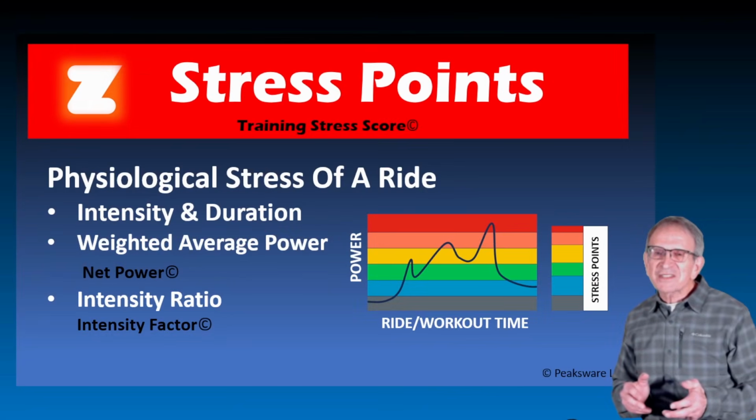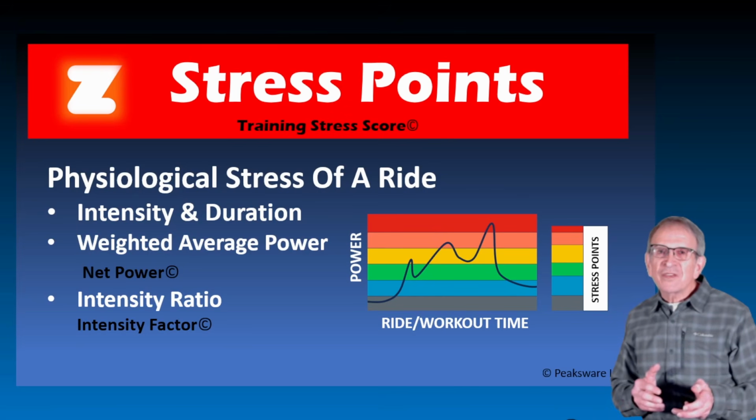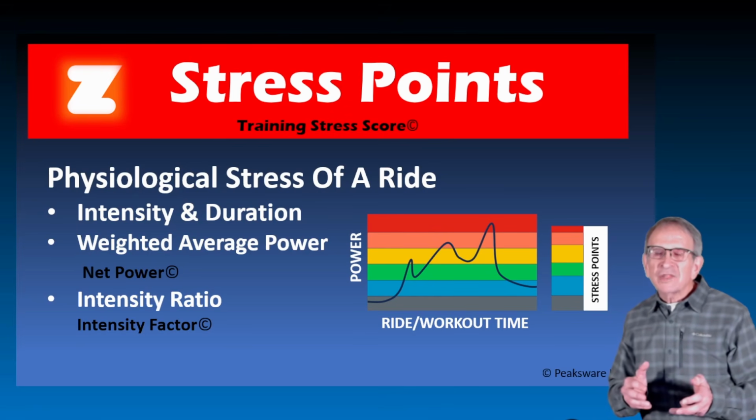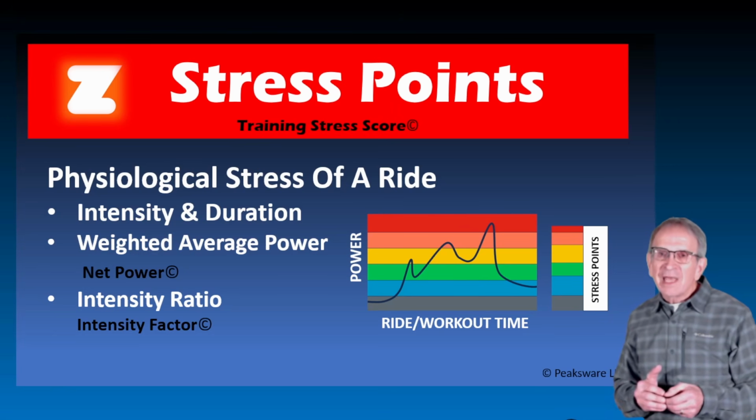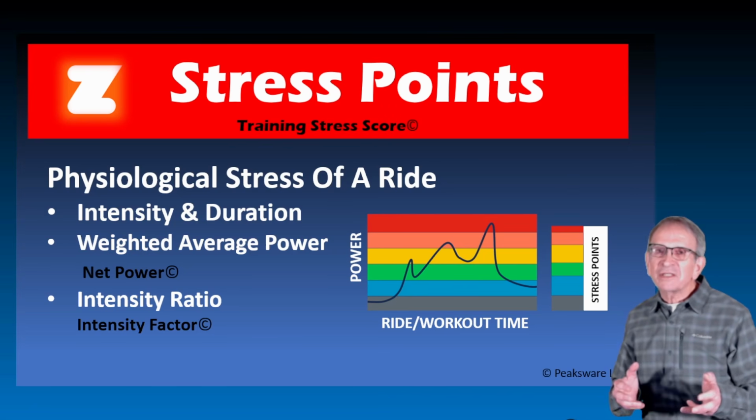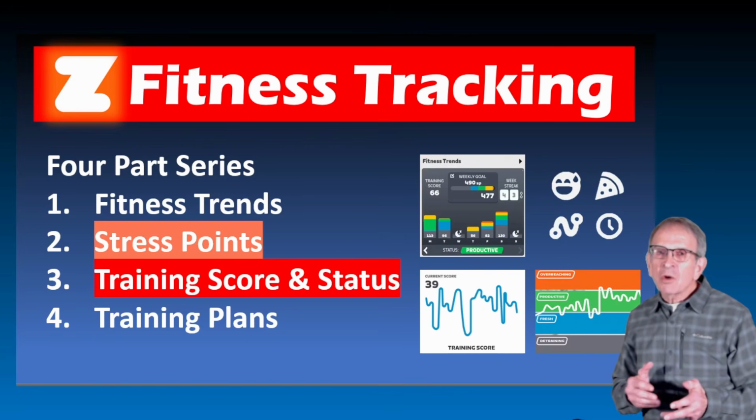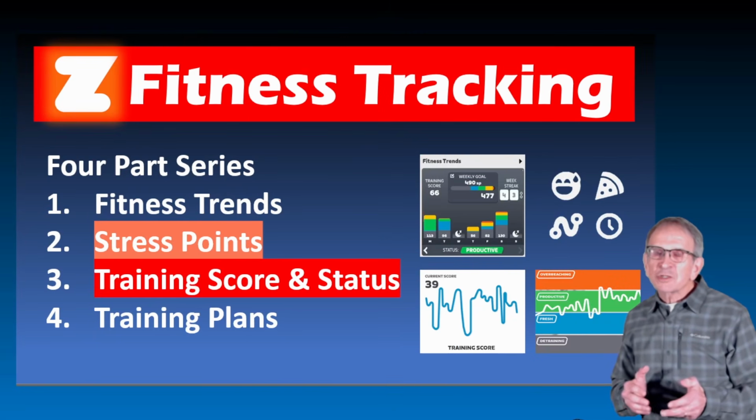So let's summarize. Stress points, or training stress score, measures the physiological stress of a ride, and it factors in both the intensity and duration of the ride. We need to know the weighted average power, or net power, and the intensity ratio, otherwise known as intensity factor. And now that we know how to calculate stress points, well, we can go on in the next video and I'll explain in some detail how we get your training score and status.